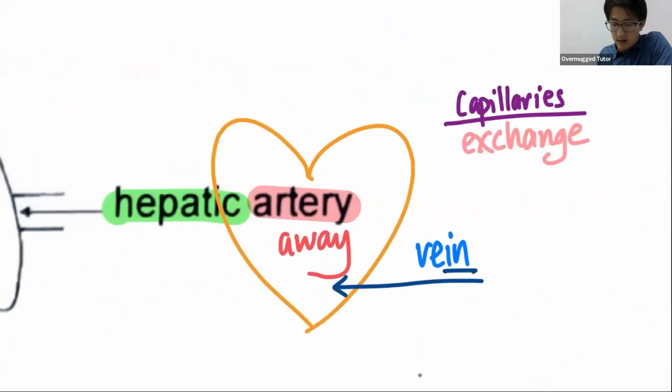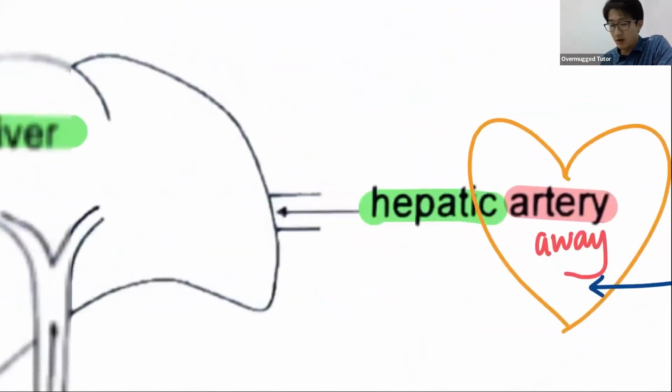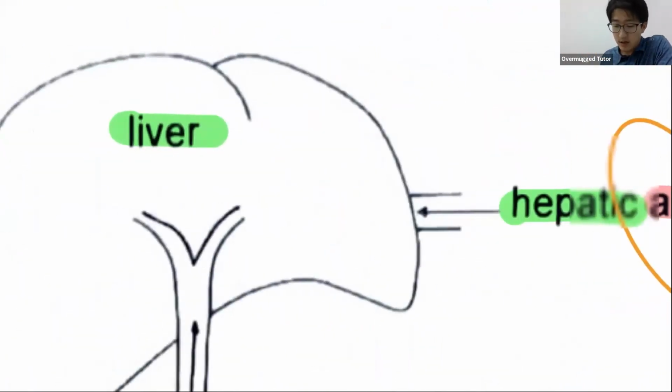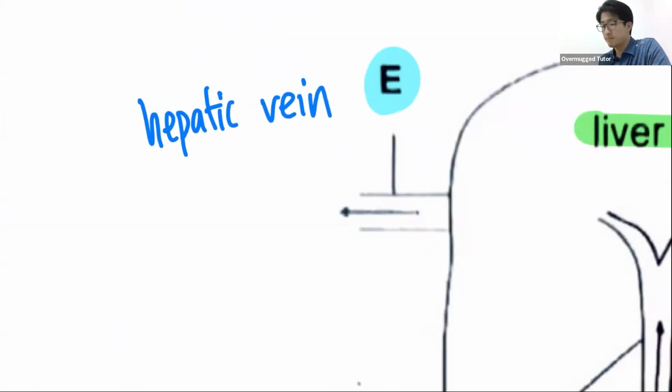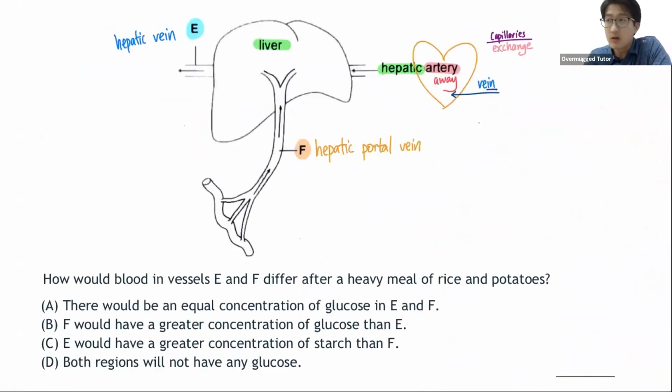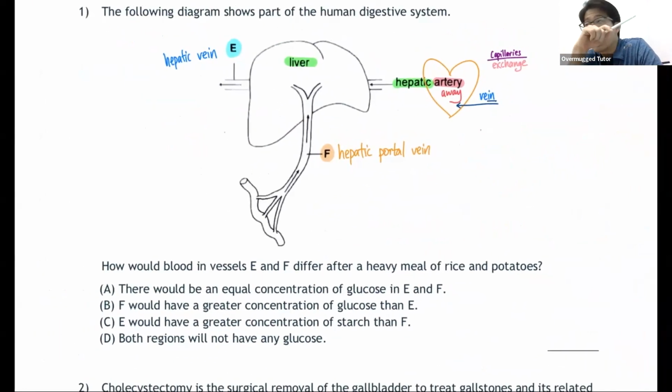Chanel, use this. Artery away, vein towards. So therefore, yes, hepatic vein, very good. Hepatic vein. Okay. Your option B, is it the same as option B? Okay, let me change, please. It should be F, then E. Because if not, then no correct answer. Typo on my end.